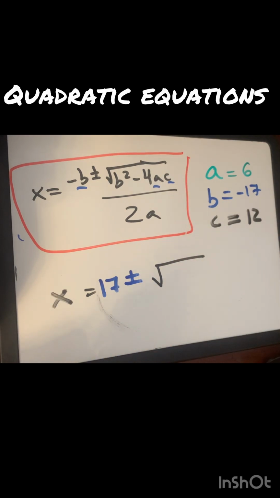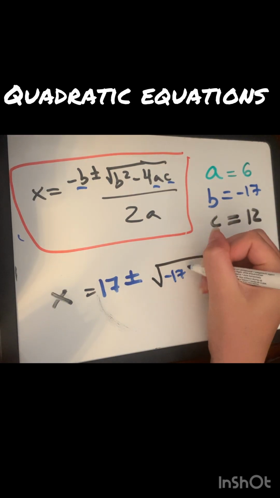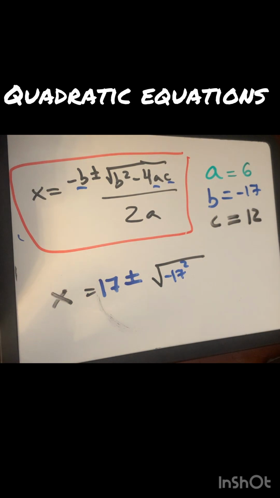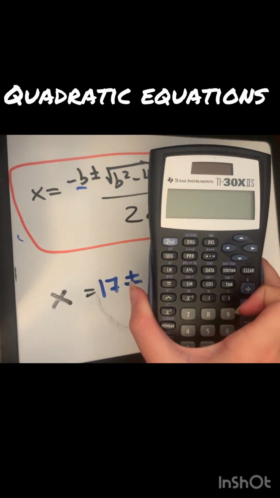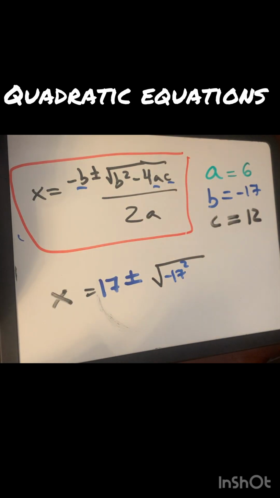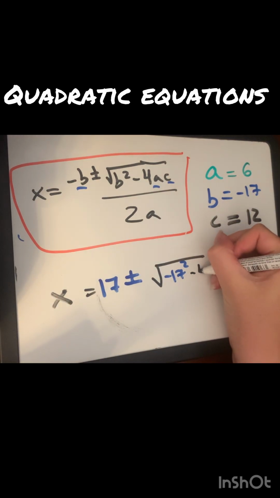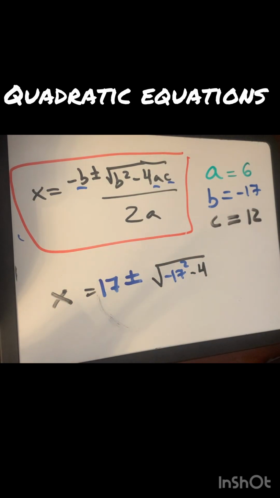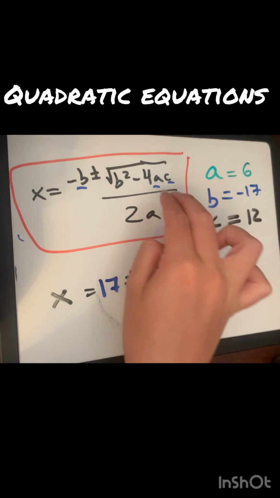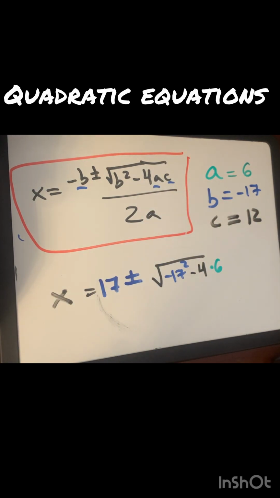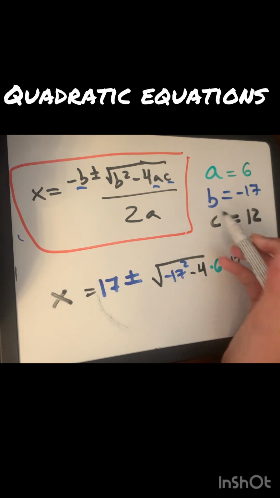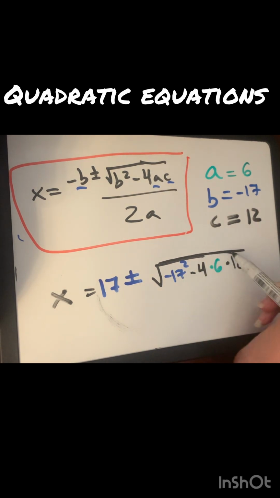And then negative 17 to the power of 2. Guys, I recommend using a calculator, if not you're never going to get the solution, so that's why I have mine here. Minus 4 times 6, and then times 12. When they're together, it means they're multiplying. But yeah, this would be it.